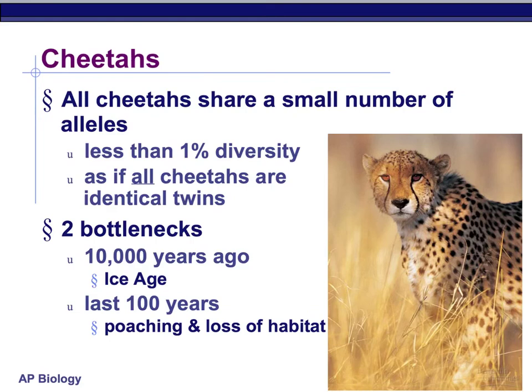Cheetahs actually went through two bottlenecks about 10,000 years ago when we had the Ice Age. A whole bunch of things died, not just the cheetahs, but a lot of organisms died. And then within the last 100 to 120 years, they've gone through a second bottleneck, this one being even more devastating than the first. And that's due wholly and solely to humans. We poach them because some woman thinks that their fur is cute and she wants to have a jacket out of it. Or we cut down the savanna that they live in because we need to grow more crops.